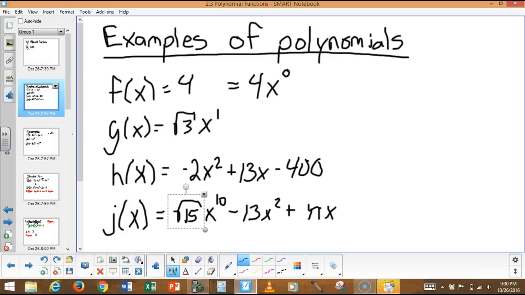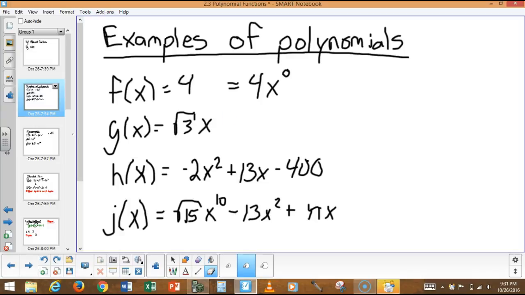First we have f of x equals 4, which we can think of the same as 4 times x to the 0 power, because we know that anything raised to the 0 power is 1, so x to the 0 power is 1, 1 times 4 is 4. G of x is equal to radical 3 times x to the first. We don't need to have that 1 written in there. If it's not written in there, it's understood to be a 1.